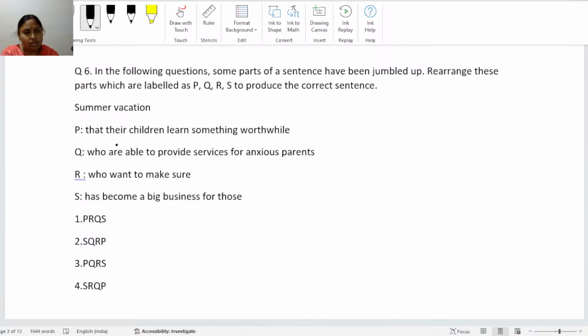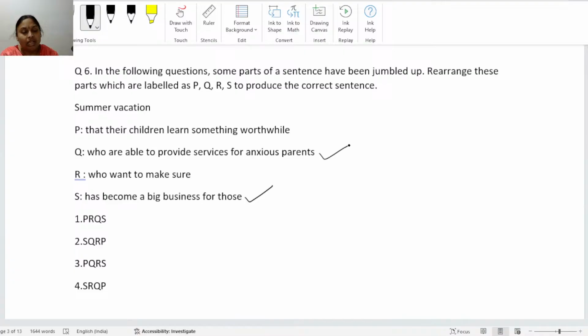So Q. So who are able to provide services for the anxious parents? Anxious means they are in tension. So they are bothered. They are afraid about the future of the children. So next R. Who wants to make sure? Who will give the confirmation regarding the things? Yes, has become a big business for those. So first S will come. Then afterwards, who are able to provide services for anxious parents?